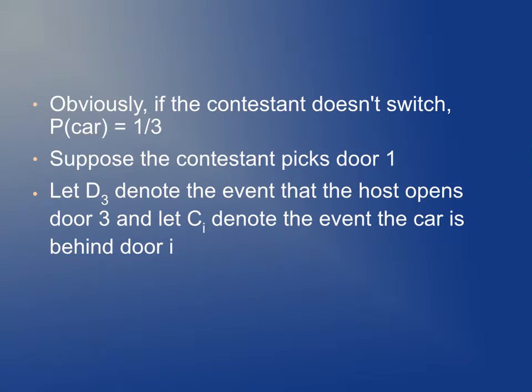If the contestant doesn't switch, the probability that she wins the car is 1 out of 3. She only gets the car if she got lucky enough to choose the door with the car the first time. But to illustrate how the probability works, let's assume, without loss of generality, that the contestant picked the first door, and that the host opens the third door after she picked the first door. Let Ci denote the event that the car is behind door i.